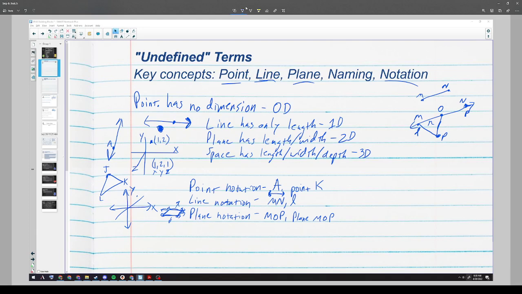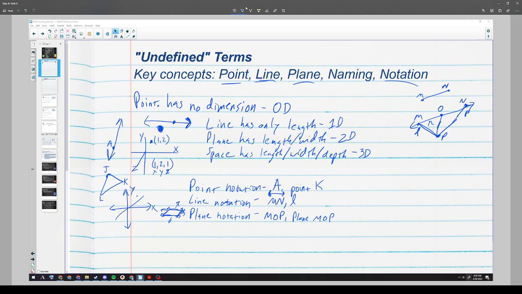So also, since M, O, N are all on the same line, I could also define the plane with these 3 points. I would get the same plane because these 2 triangles lie on the same plane. So I have very, very many ways I could name this plane now. Any combination of 3 of these letters that aren't all aligned with each other. So plane notation, just 3 capital letters.